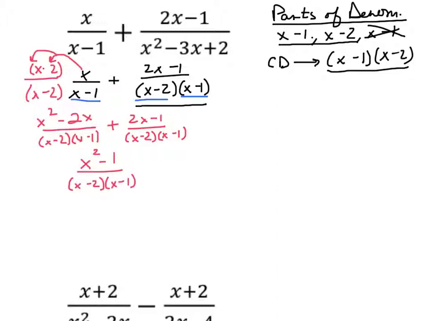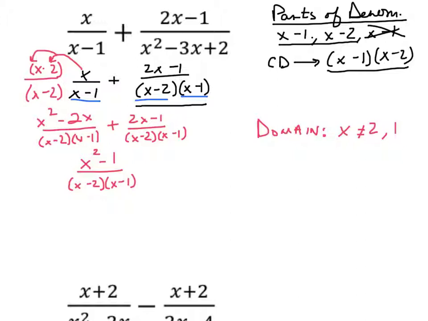Okay? Now, again, the one thing I can't forget to do is my domain. In this case, x cannot be 2 and positive 1. Again, those two numbers will make the denominator 0. That part doesn't change. Okay?